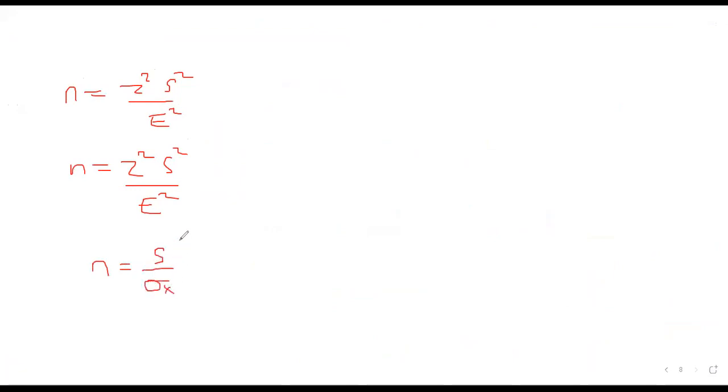Number 1, n is equal to z squared S squared over E. Number 2, n is equal to S squared over E squared. And the last one, n is equal to sigma over the standard error, squared. So these are the 3, and you need to know when to use which formula. In this question, what's the difference between the first one and the second one?